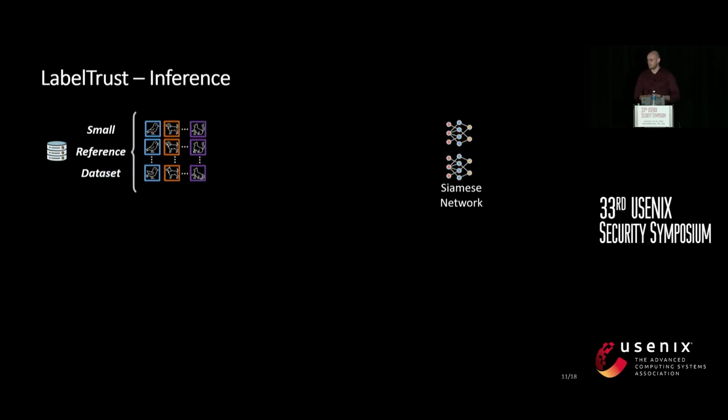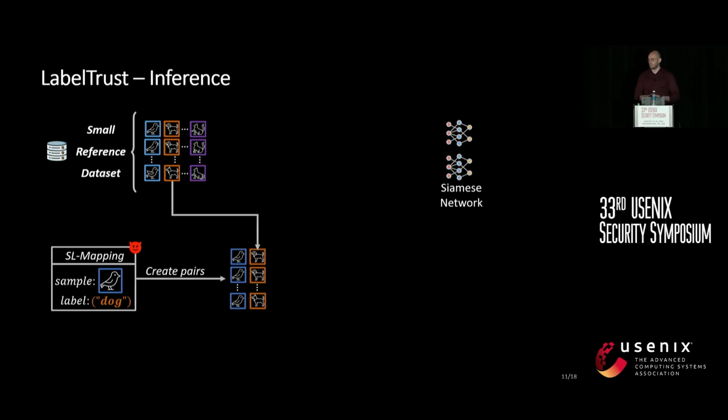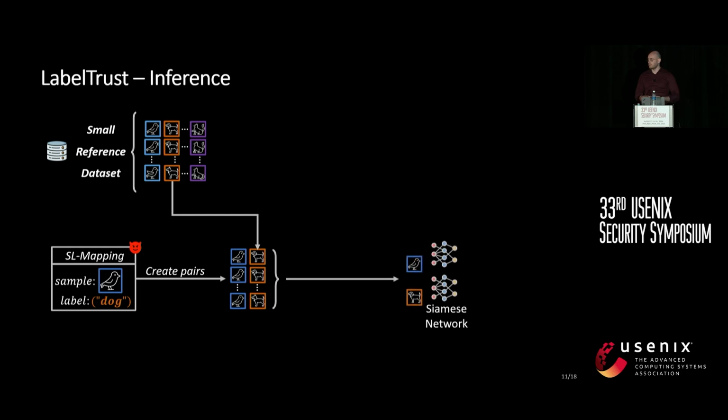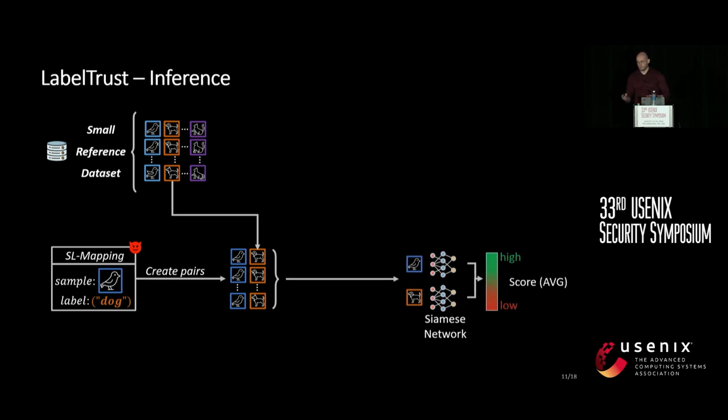During inference, we are presented with a sample label mapping. In this case, I visualize an adversarial sample label mapping where a bird is labeled as a dog. During inference, we take the samples that we have from the respective label class, dog in this case, and pair them with the input sample, a bird here. We then feed these pairs into the Siamese network and average the scores that we get for the different samples to get a final score.